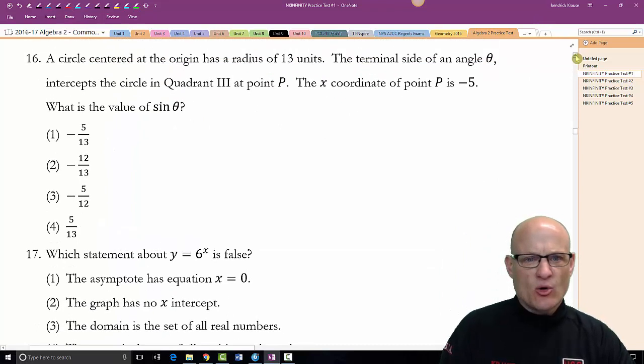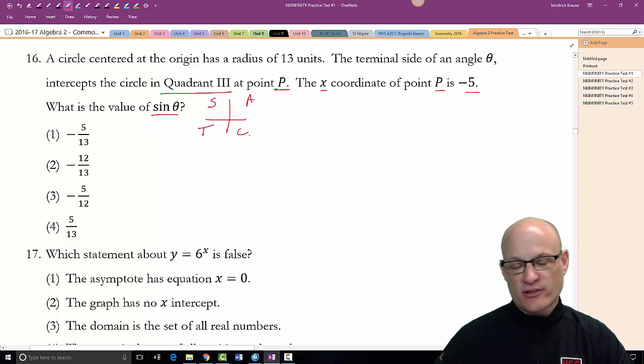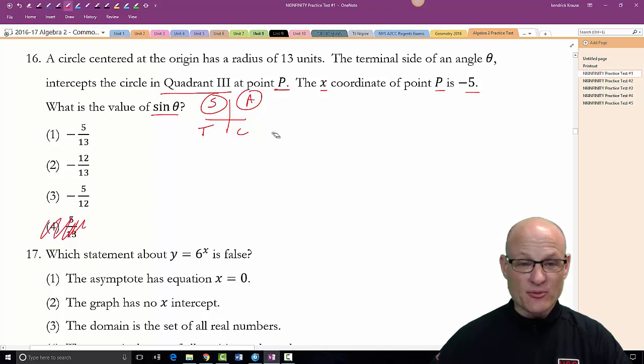A circle centered at the origin has a radius of 13 units. The terminal side of theta intercepts the circle in quadrant 3 at point P. The x-coordinate of P is 5. Find the sine of theta. Well, okay, we got a couple things. One is we're in quadrant 3, and if you remember, all students take calculus, sine is only positive here and here. So I know sine is negative in that quadrant, so at least I can get rid of that one based on that information.